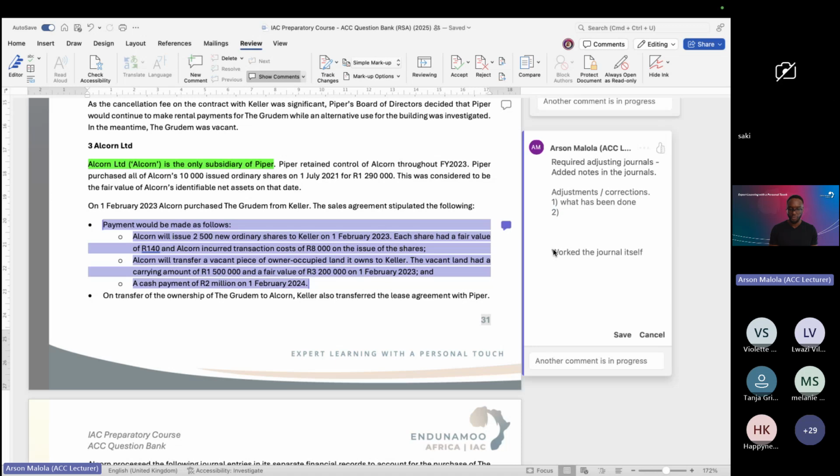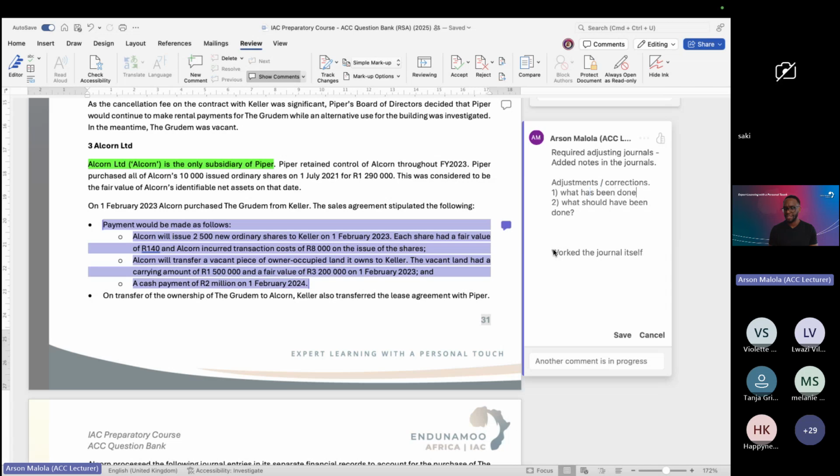Step number 2, what should have been done? Now, because I'm trying to simulate real life here, and of course we're discussing this while all of you have had the benefit of having read this required scenario a couple of times.